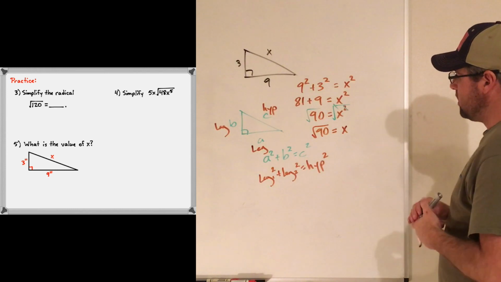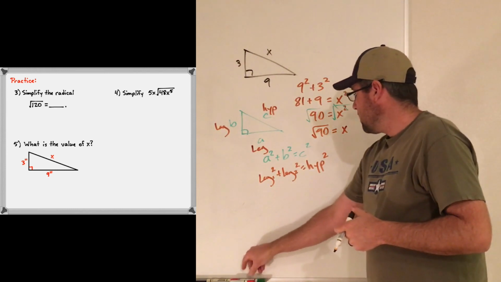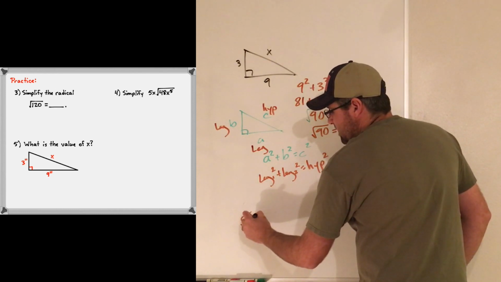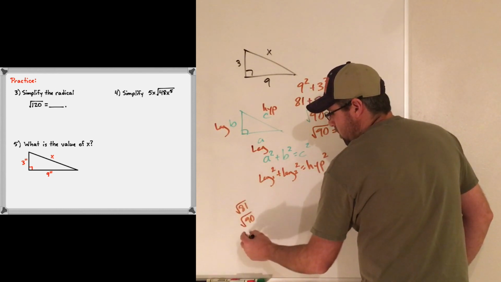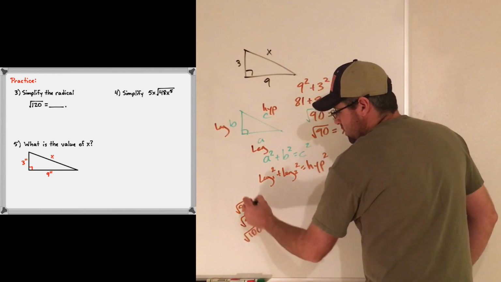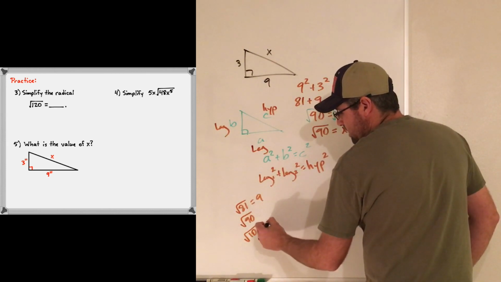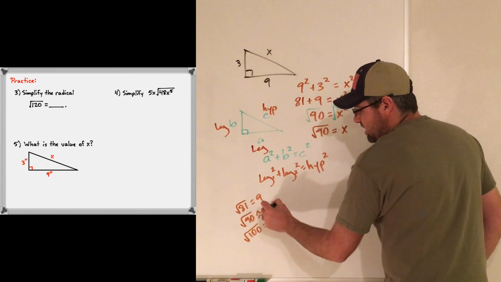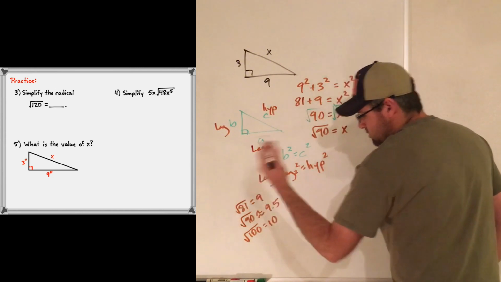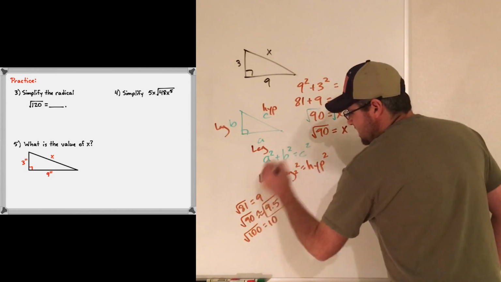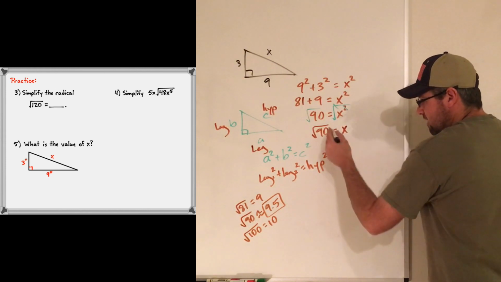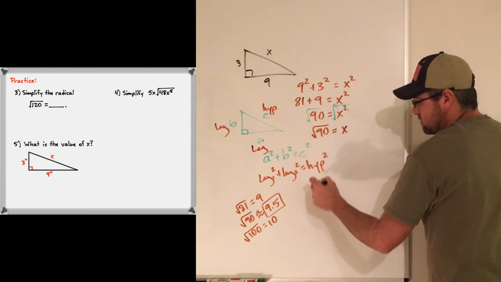And depending on what type of answer I want, if I want an estimated value, we would say, well, the square root of 90 sits between the square root of 81 and the square root of 100. Square root of 81 is 9. The square root of 100 is 10. So the square root of 90 is somewhere between 9 and 10, so I'll just say 9.5. That's the estimated value.